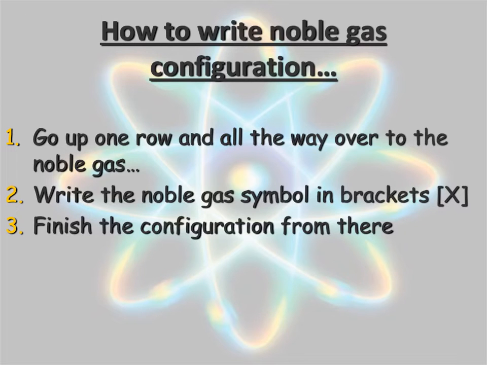All right, so how are we going to write noble gas configuration? Well, you go to your element, and then you go up one row and all the way over to the noble gas in column 18. Write that noble gas's element symbol in brackets, and then you just pick up and finish the configuration from there.